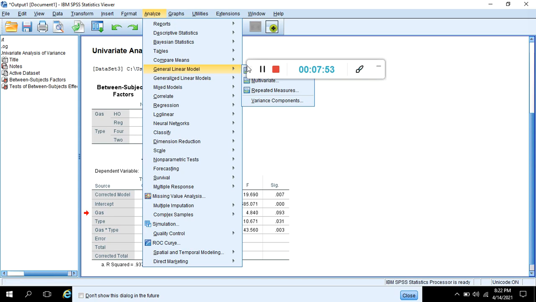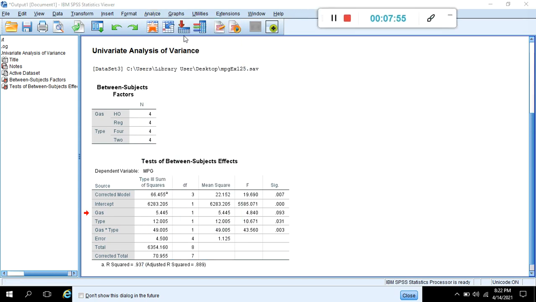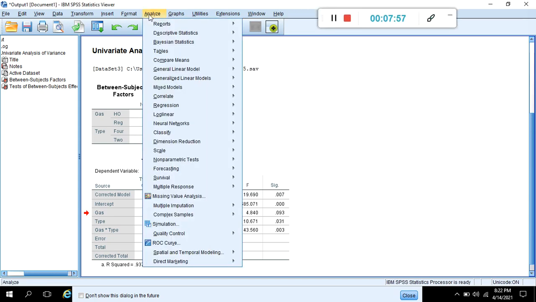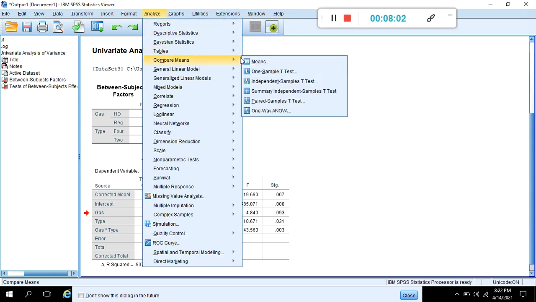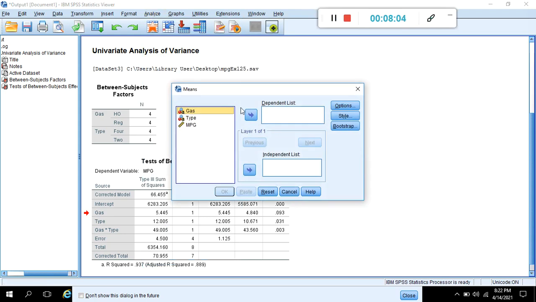And you can do that. There's no reason, just because you have multiple factors, that you have to do it two-way. Well, you do for the assignment, but you can look at individual factors. And so let's look at gas by itself.